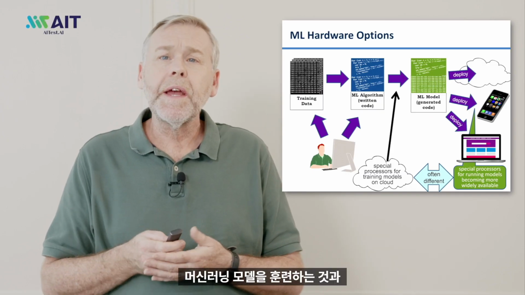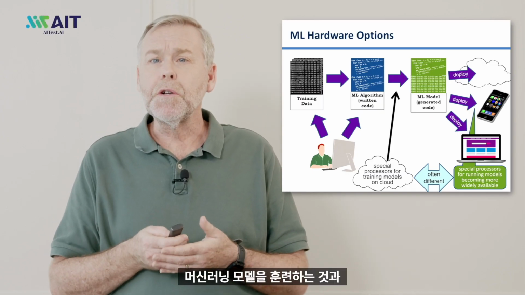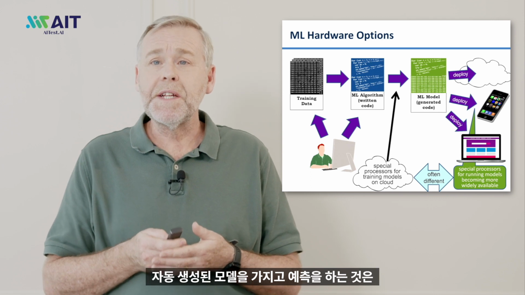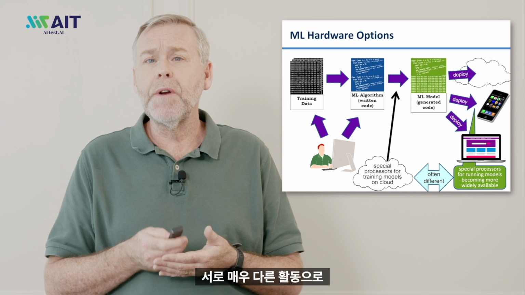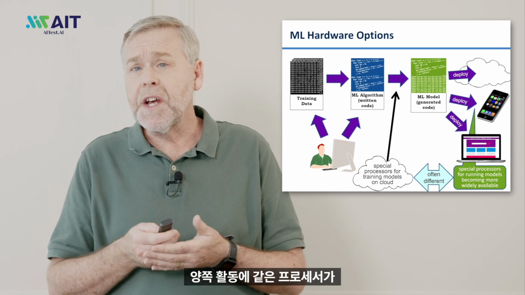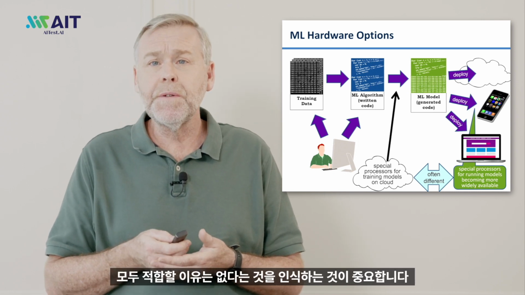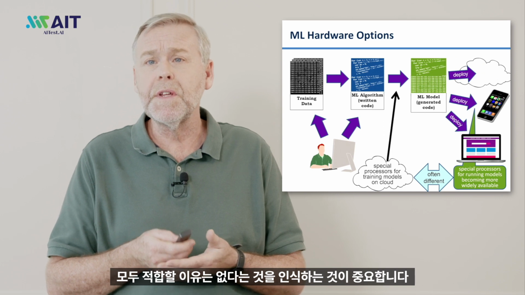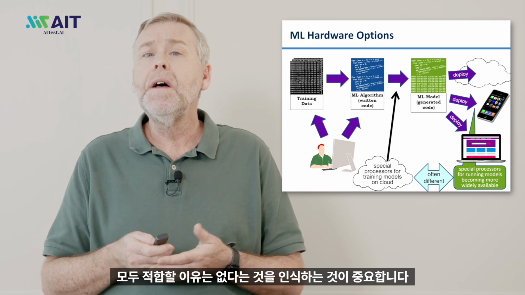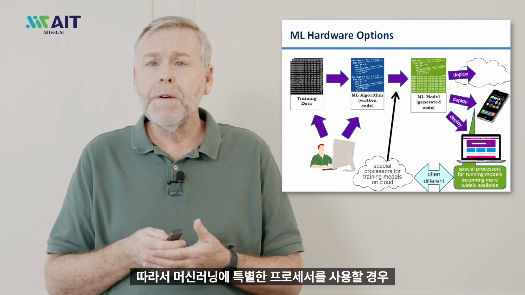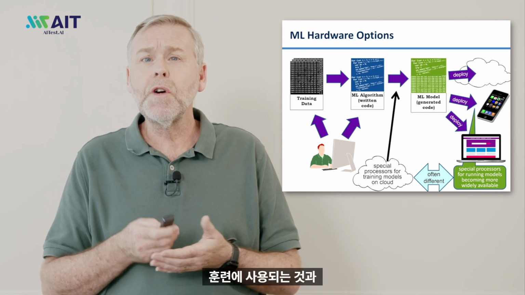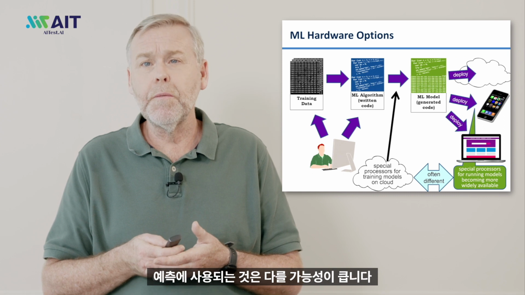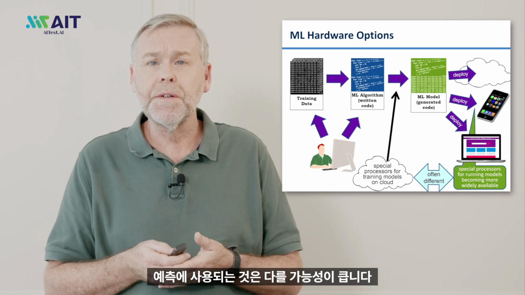It's important to recognize that training a machine learning model and using the automatically generated model for making predictions are two quite different activities. And as such, there is no reason that the same processors will be optimal for both of these activities. Therefore, when special processors are used for machine learning, the processors used for training are likely to be different from those used for predictions.